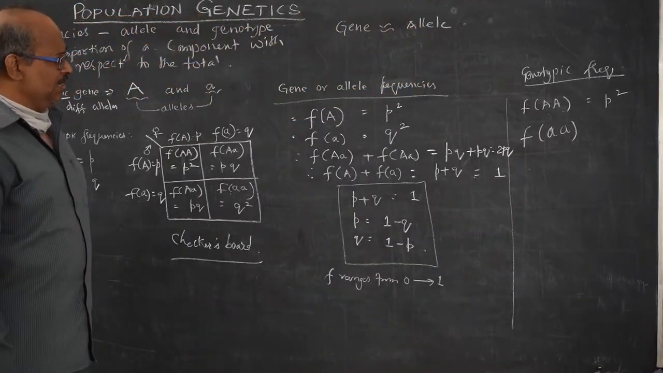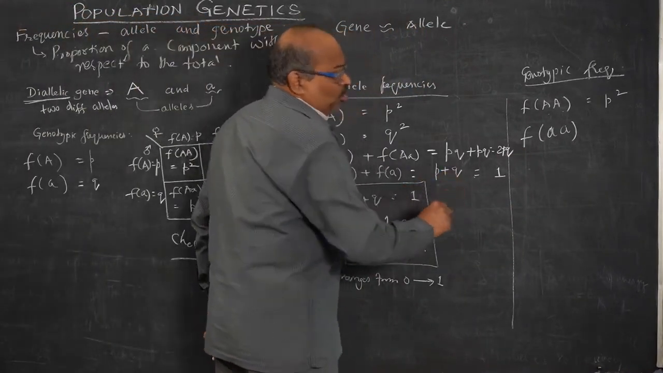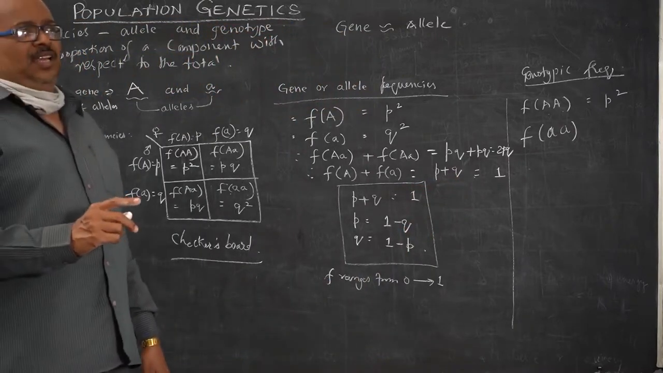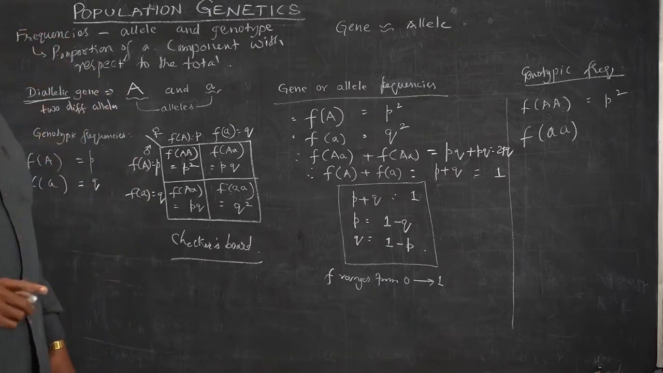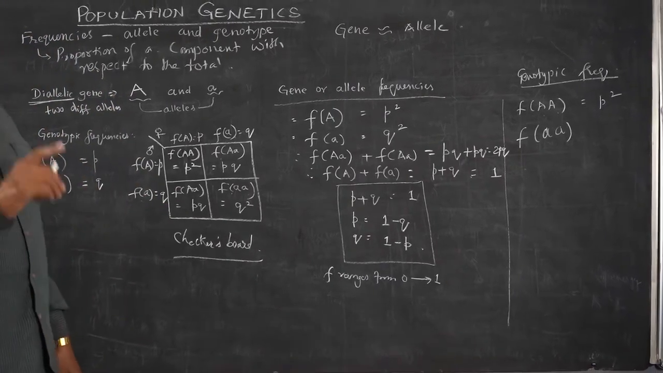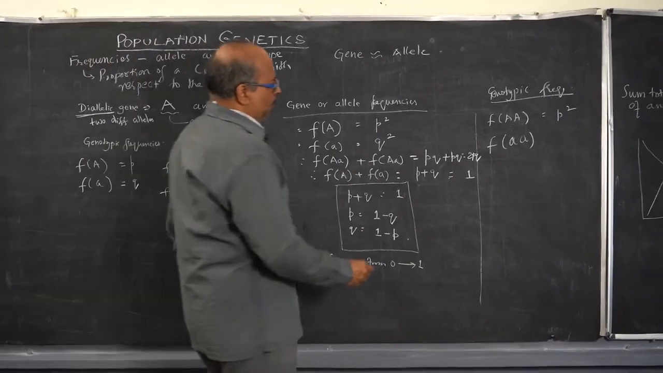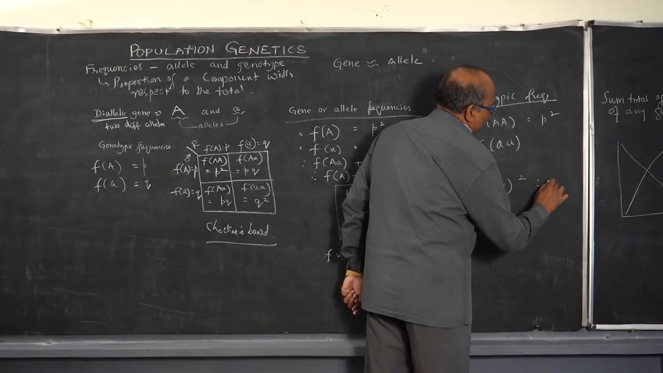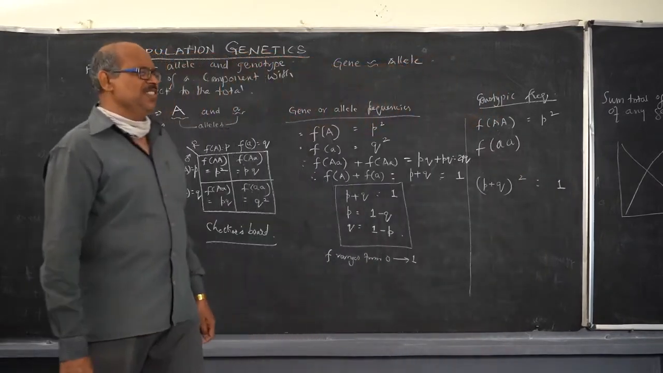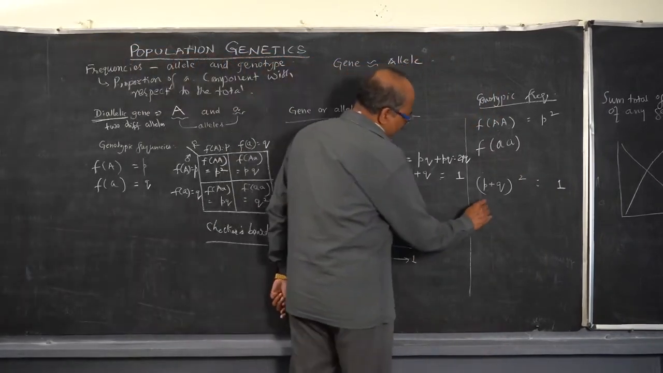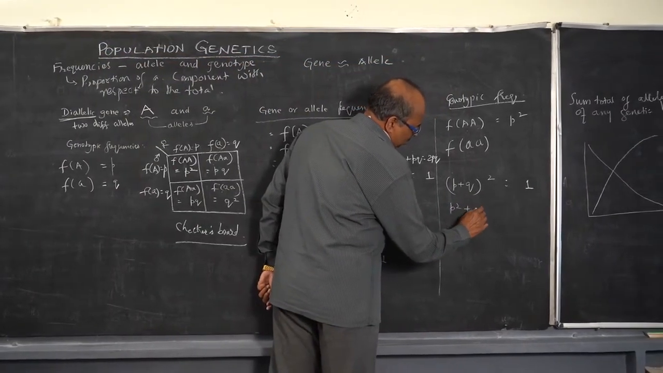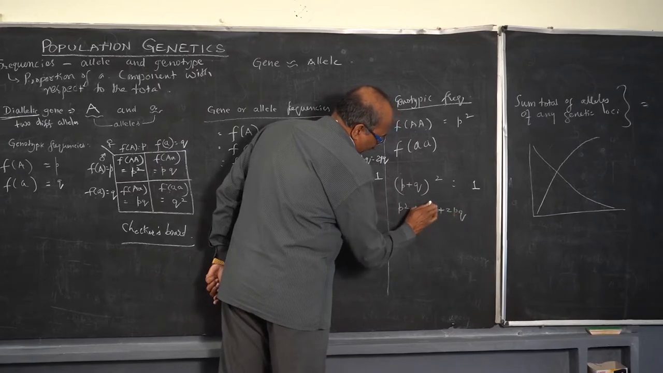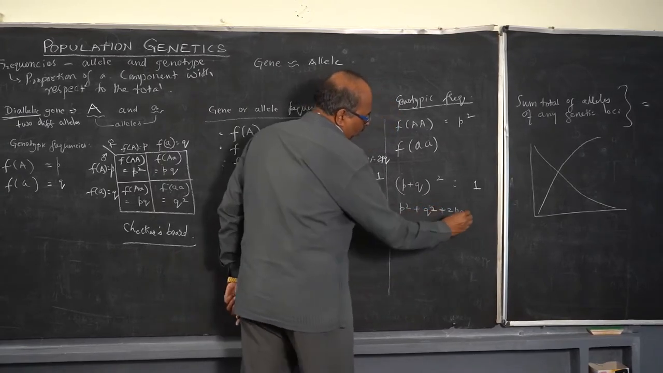So we have seen that the sum total of the two alleles is equal to 1. If you take the same into consideration, if you square it, again you should get 1. So P plus Q whole square equals 1. What does it mean? P square plus Q square plus 2PQ equals 1.